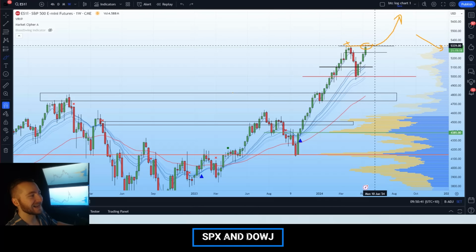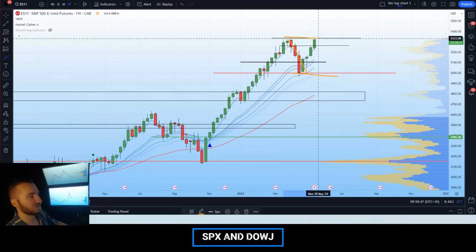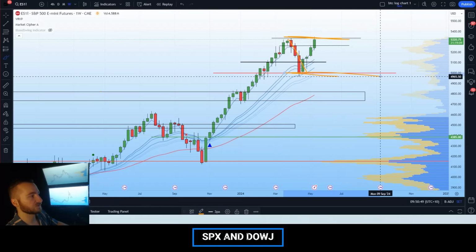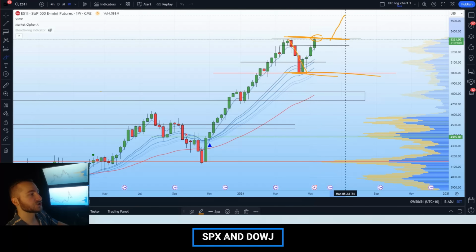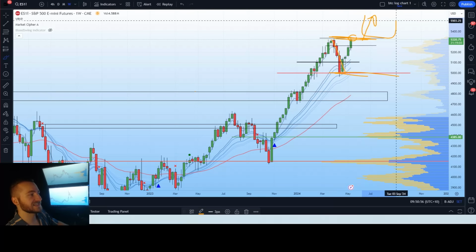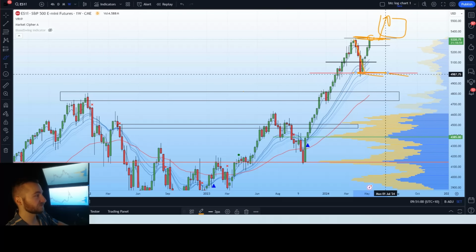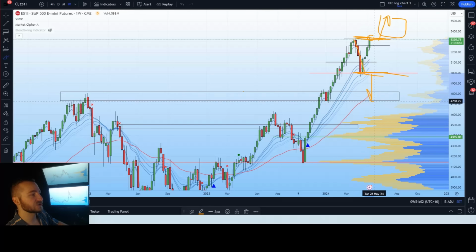While we are underneath this level, of course, we are still going to be chopping between our low at 5,000 to our high at 5,300 in this higher time frame horizontal range. The directional break determines the directional continuation. A break upwards results in a continuation upwards. A break below 5,000, and by break we mean a weekly close, will result in a directional continuation downwards.